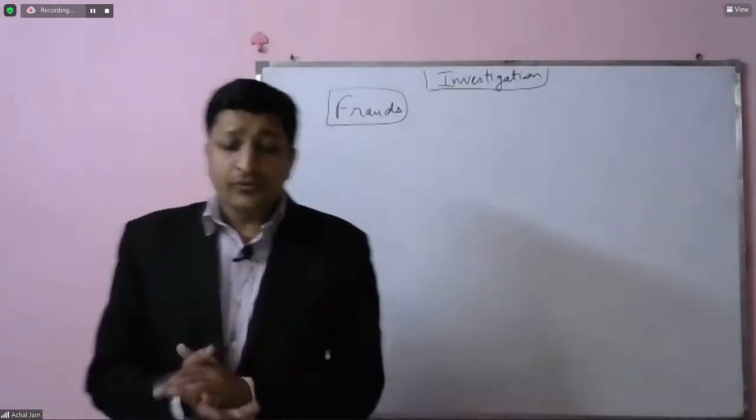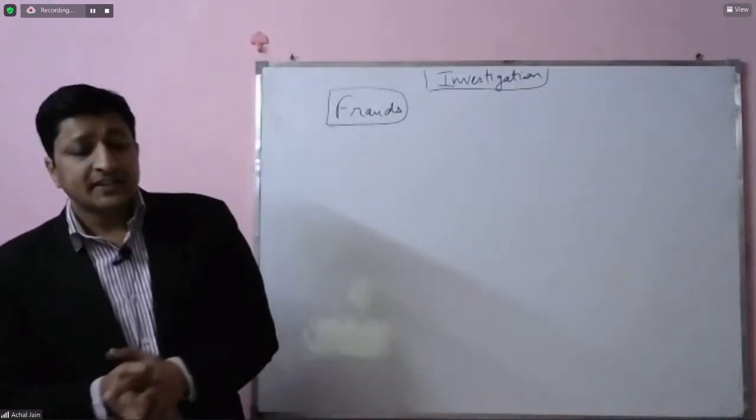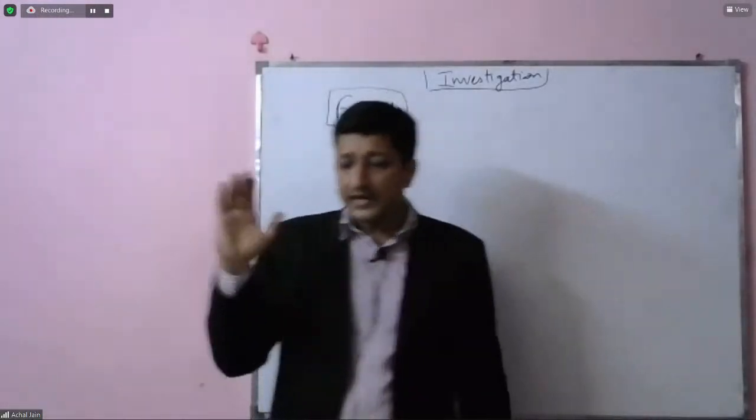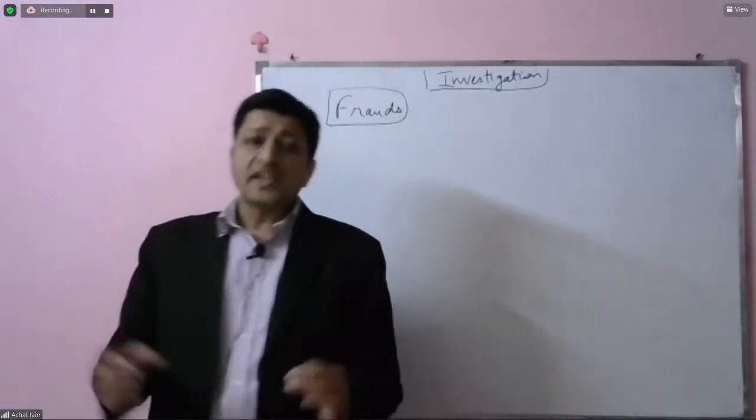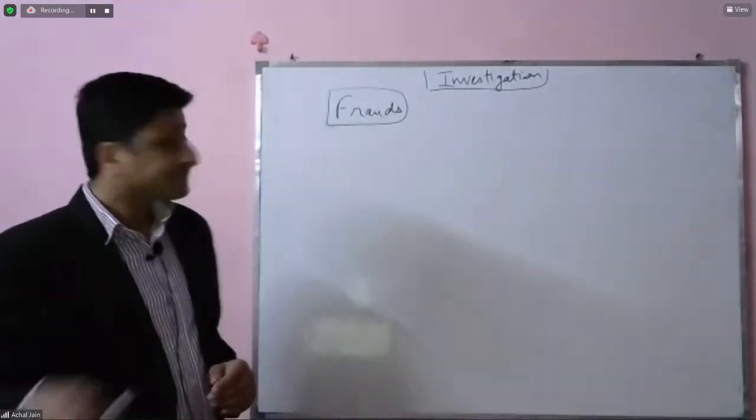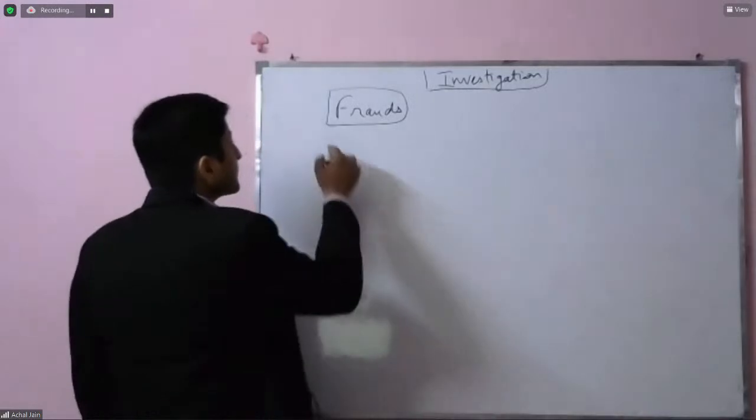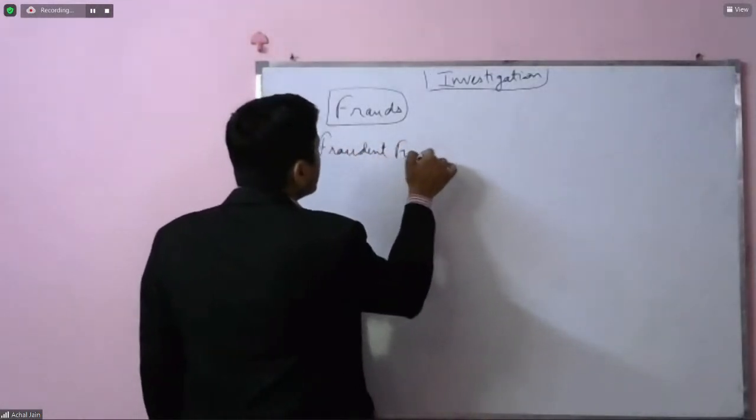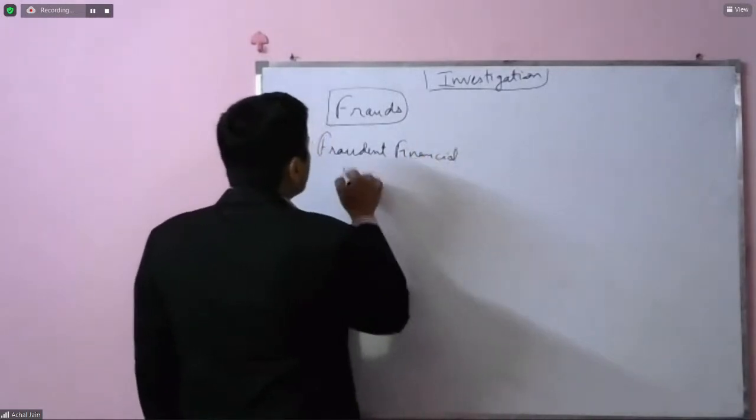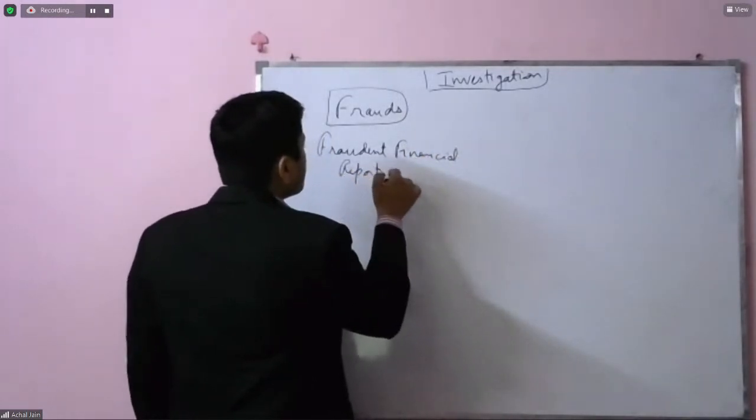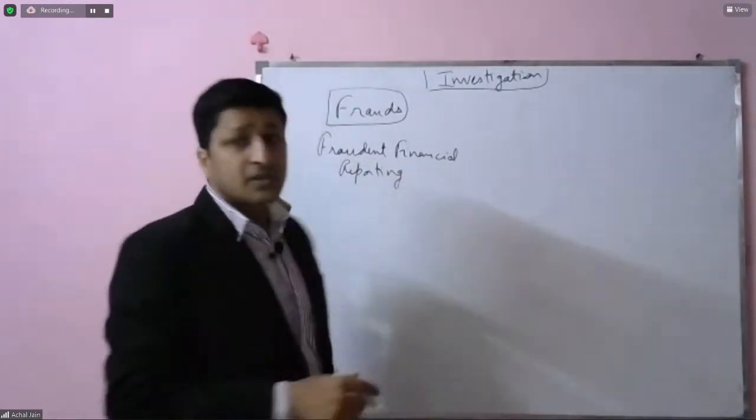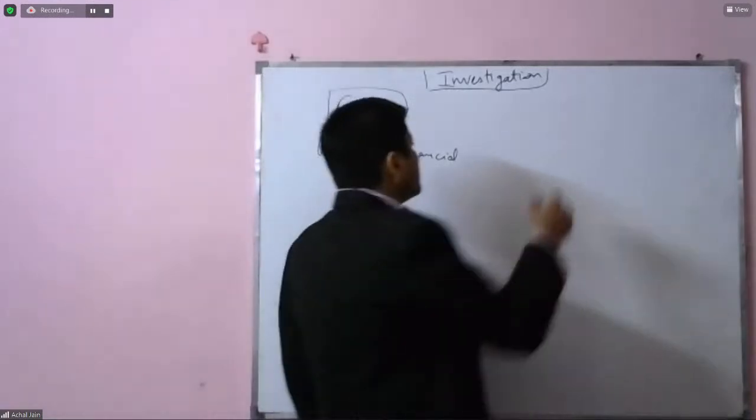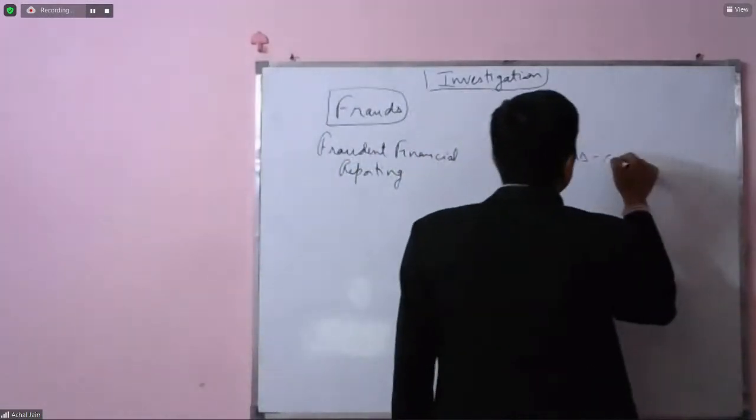Now, around fraud, we can say that there are two types of frauds. And this is again something we have already discussed, so I will not get into too much detail. One is fraudulent financial reporting. Fraudulent financial reporting means the financial statements have not been prepared as per the applicable norms, or there is misappropriation of assets.